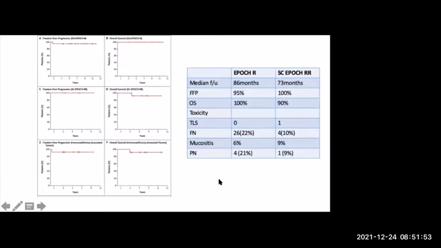So the protocol led to impressive responses and lesser toxicities. The freedom from progression in dose-adjusted EPOCH-R was 95%, and in short course EPOCH-RR it was 100%. The overall survival was 100%. The toxicities were not very high and were easily managed.